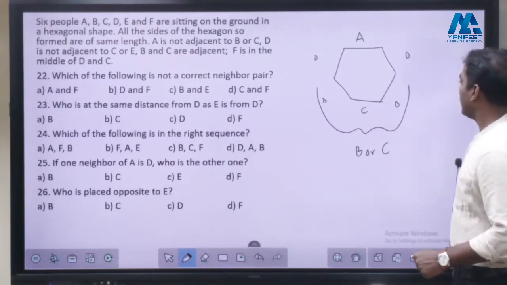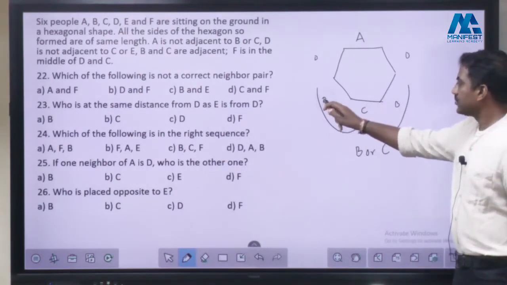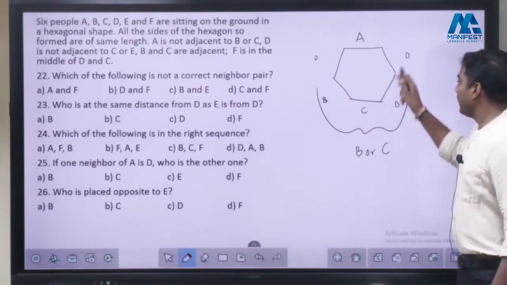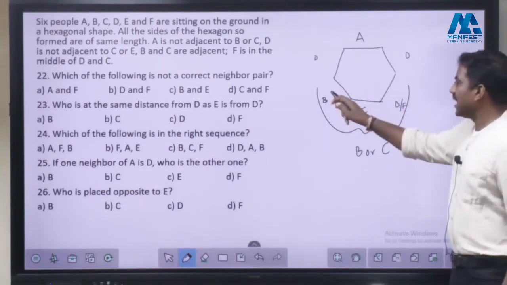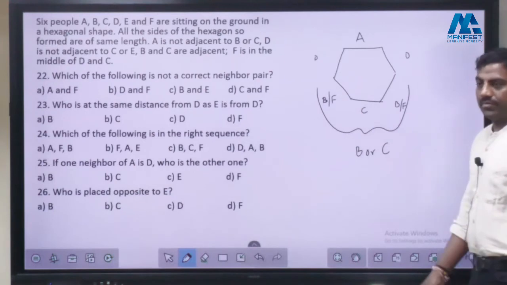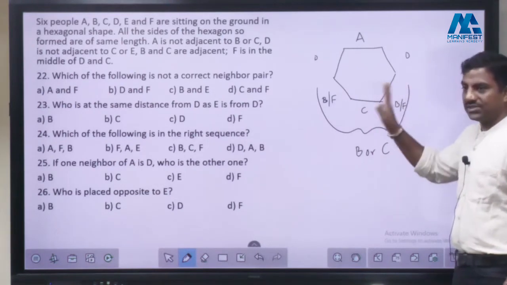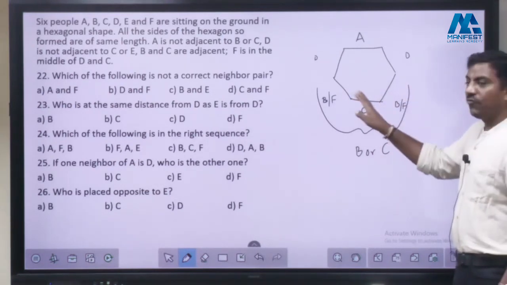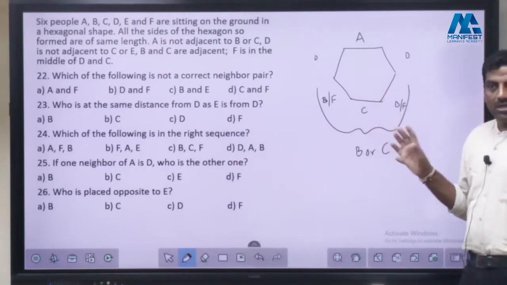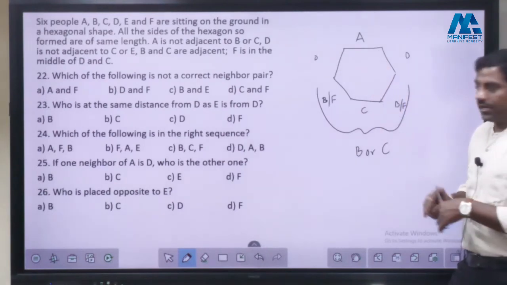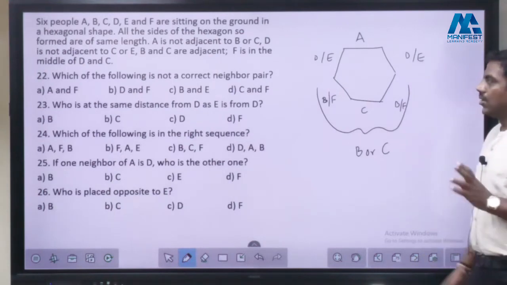F is in the middle of D and C. C's position is pakka. If D and C are here, then F will come here. So F and B will occupy these places. So there is no scope for E to come here in these places. Yes or no? B or F, pakka. Now E, either here or here. Okay, done.